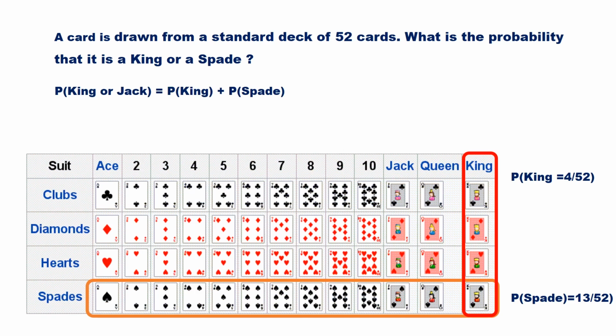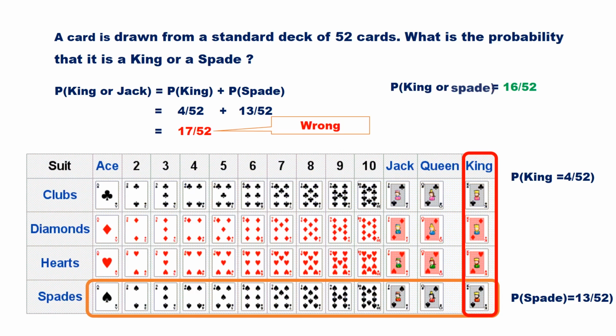Now, if we just add up the probabilities to get the probability of drawing a king or a spade, the answer would be 17 by 52. Now, let us count the cards and compute the answer. There are 13 spades and 4 kings, but one card belongs to both king and spade. Hence, the number of outcomes for this event is 16. Hence, the probability of drawing a king or a spade is 16 by 52. That means the answer that we got using the formula is wrong. This is because we have double counted one card, that is the king of spades.